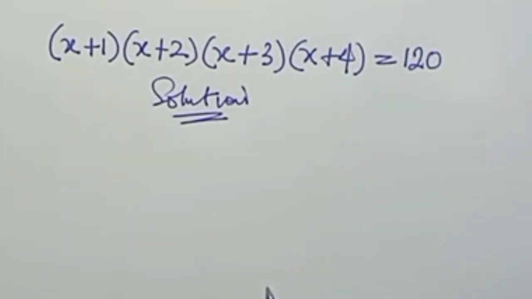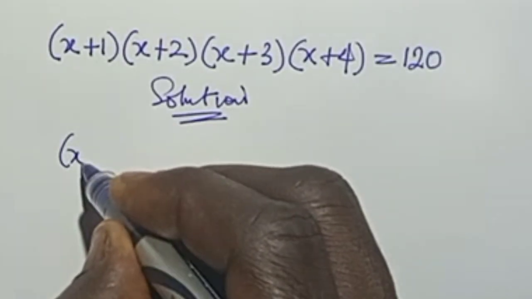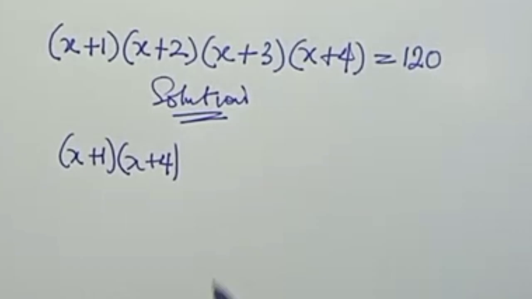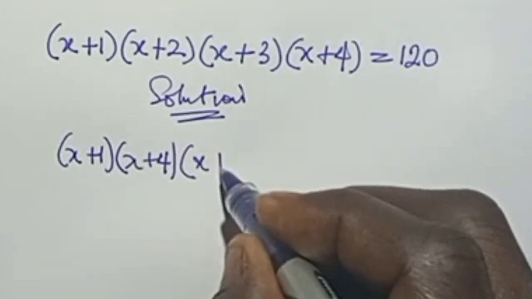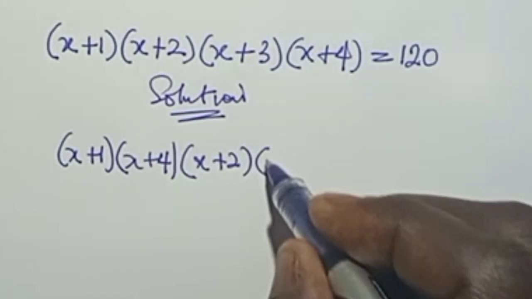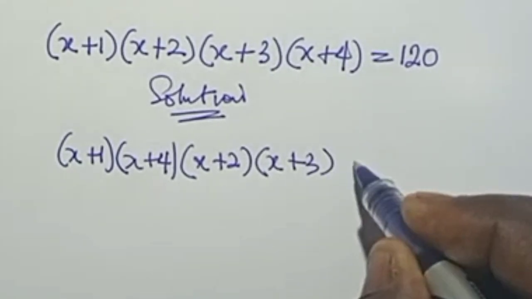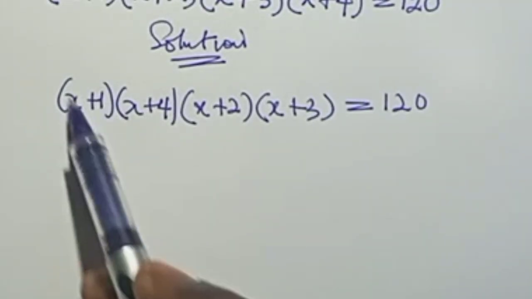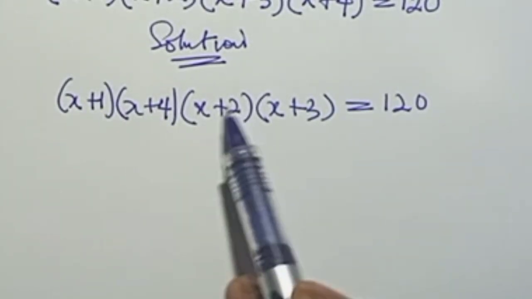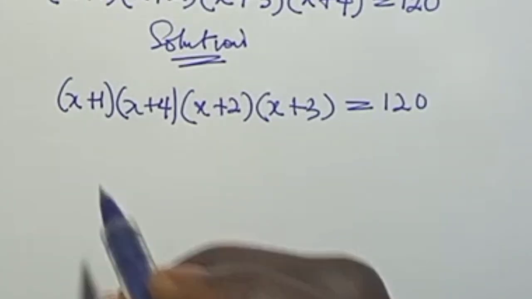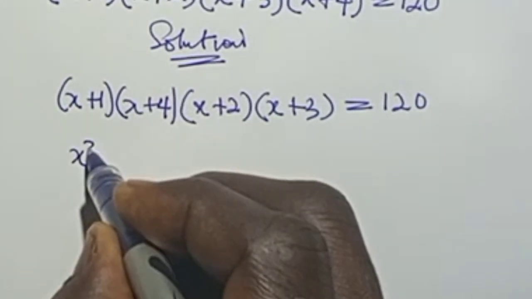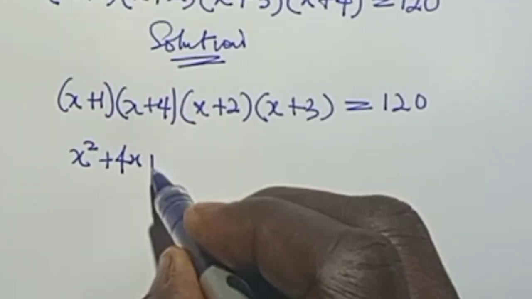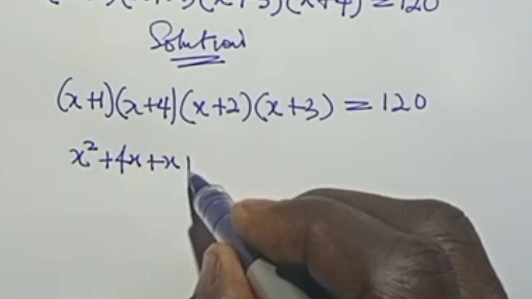Here, let's rearrange the equation as (x + 1)(x + 4)(x + 2) and lastly (x + 3), all equal to 120. So here we're going to use the first to multiply the second, and the third to multiply the fourth. That is, x times x is x squared, x times 4 is 4x, and 1 times x is x, and 1 times 4 is 4.